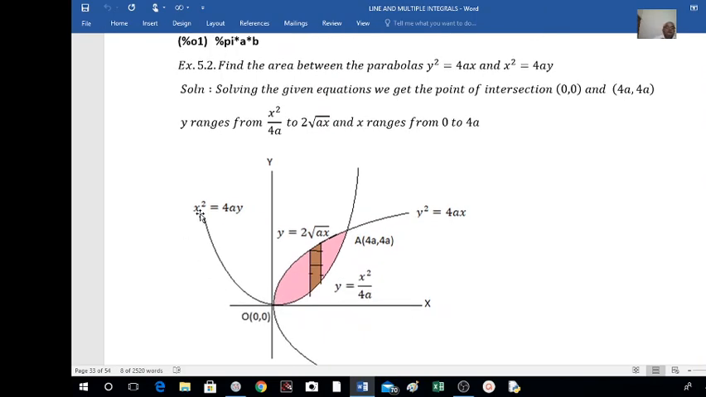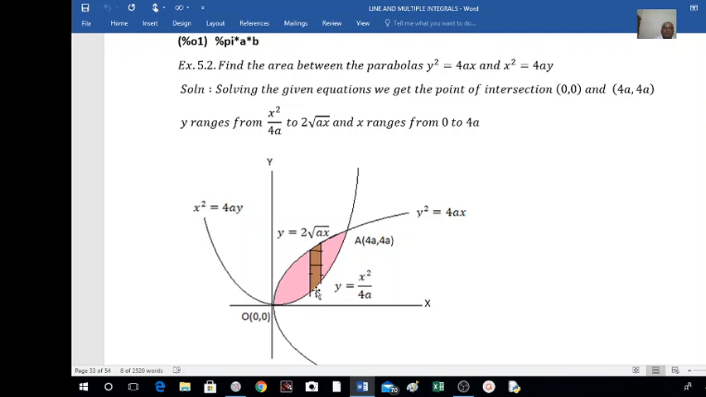See here, this is the curve x square equal to 4ay, and this is the curve y square equal to 4ax. This is the area between these two curves. Now you can take the strip parallel to the x-axis or parallel to the y-axis. Usually we take parallel to the y-axis, right? Now here, this is the strip parallel to the y-axis.